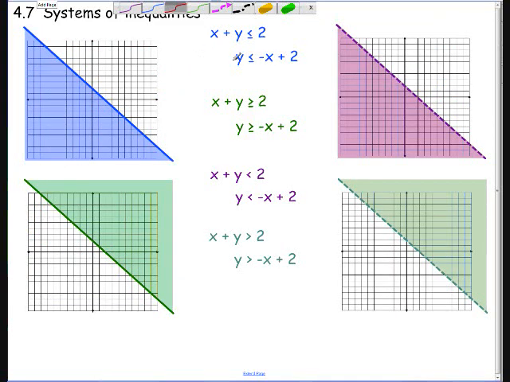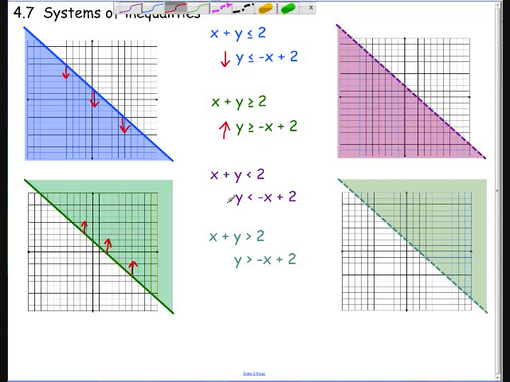Systems of inequalities, I've got some here, and you can see what's happening. I transform this into slope-intercept form for my boundary line, and then I look at everything less than. I'm using a solid line because I include, see how it's equal? It's equal to this boundary line and everything below it. So when you have less than, you're going to be looking below it. When you have greater than, as we do here, you're looking above.